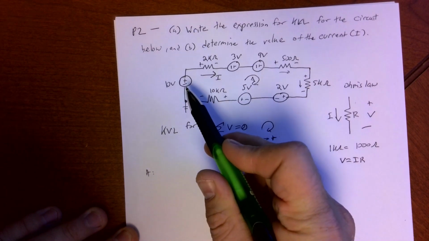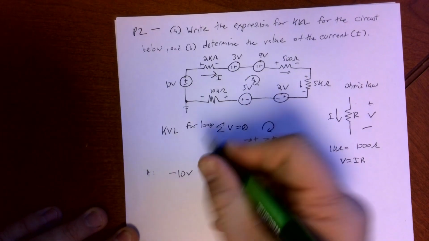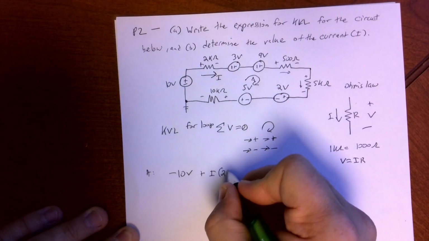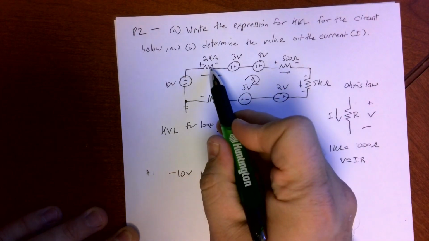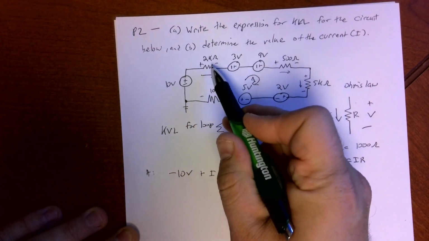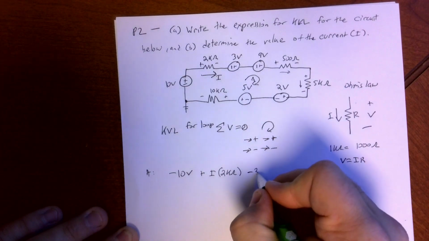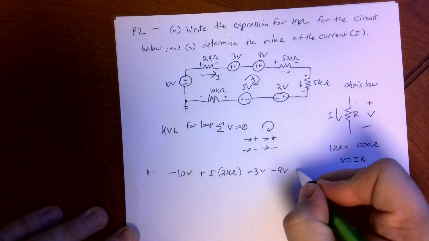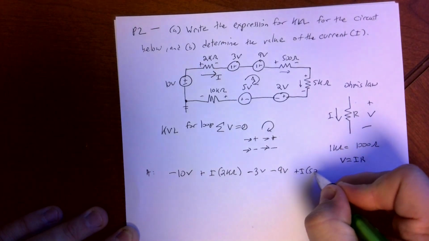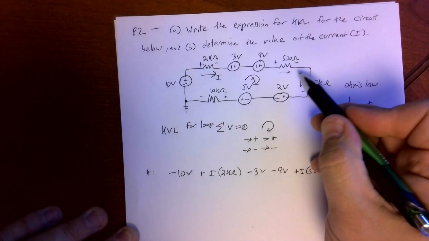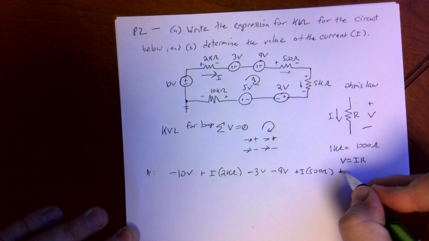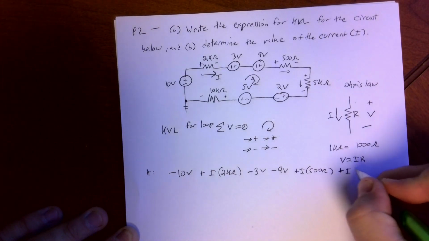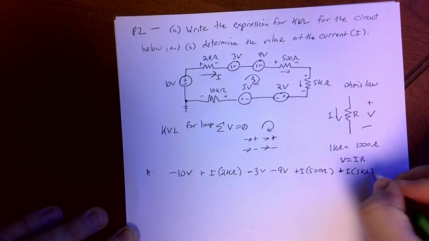right, we start here, we first go up, we hit negatives, so we say minus 10 volts, go here positive, so we go plus I times 2 kilo ohms. Right, just the voltage drop across this resistor. Here we have negative first, minus 3 volts, minus here, minus 9 volts. We hit this one, so plus I times 500 ohms, plus here I times 5,000 ohms, or 5 kilo ohms.